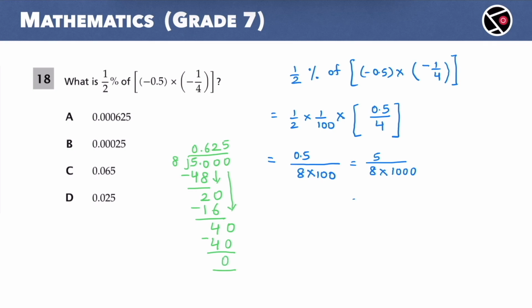So, we have 0.625 divided by 1000. We are dividing by 1000. So, we need to move the decimal 3 digits to the left. We get 0.0000625. Our choice is A.